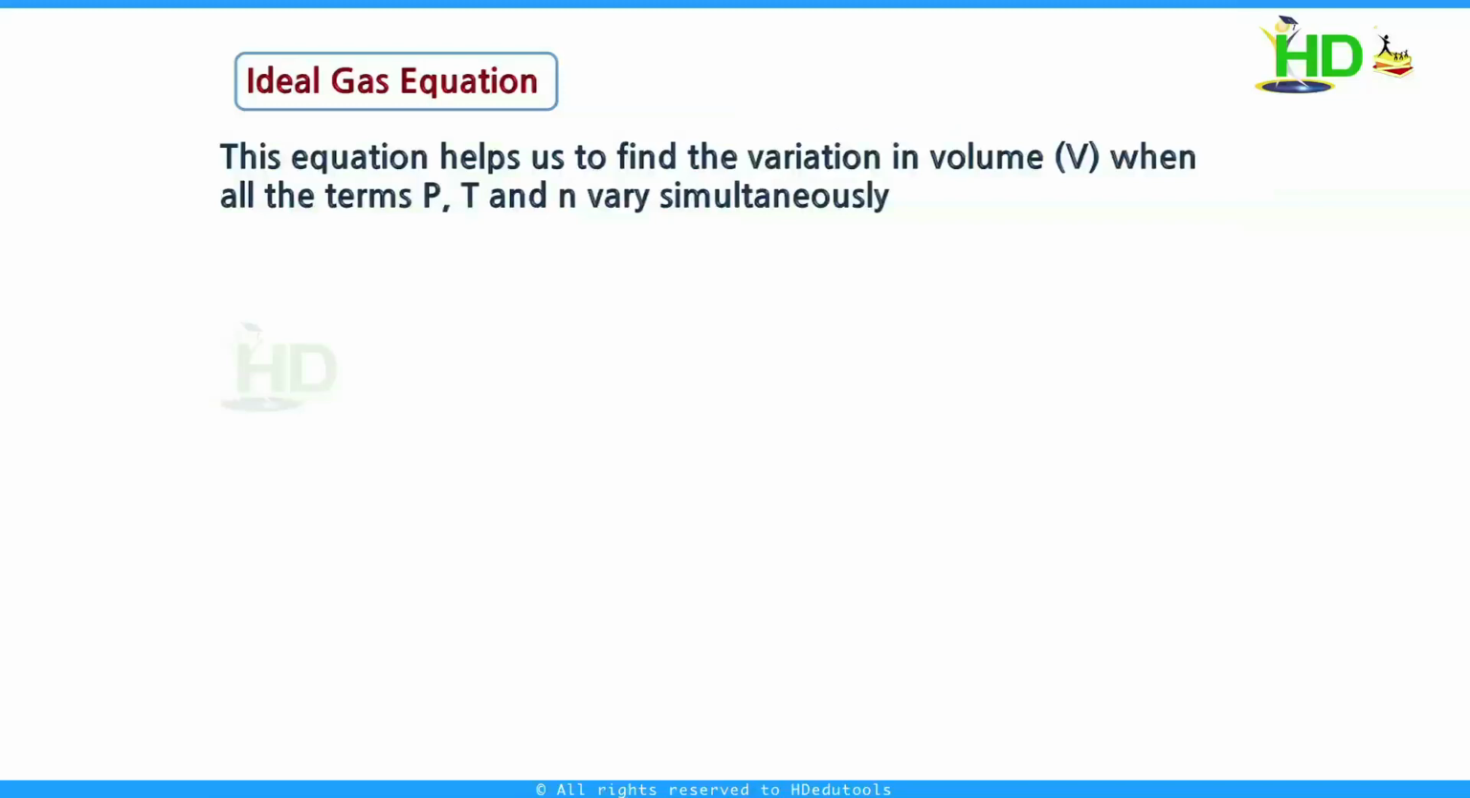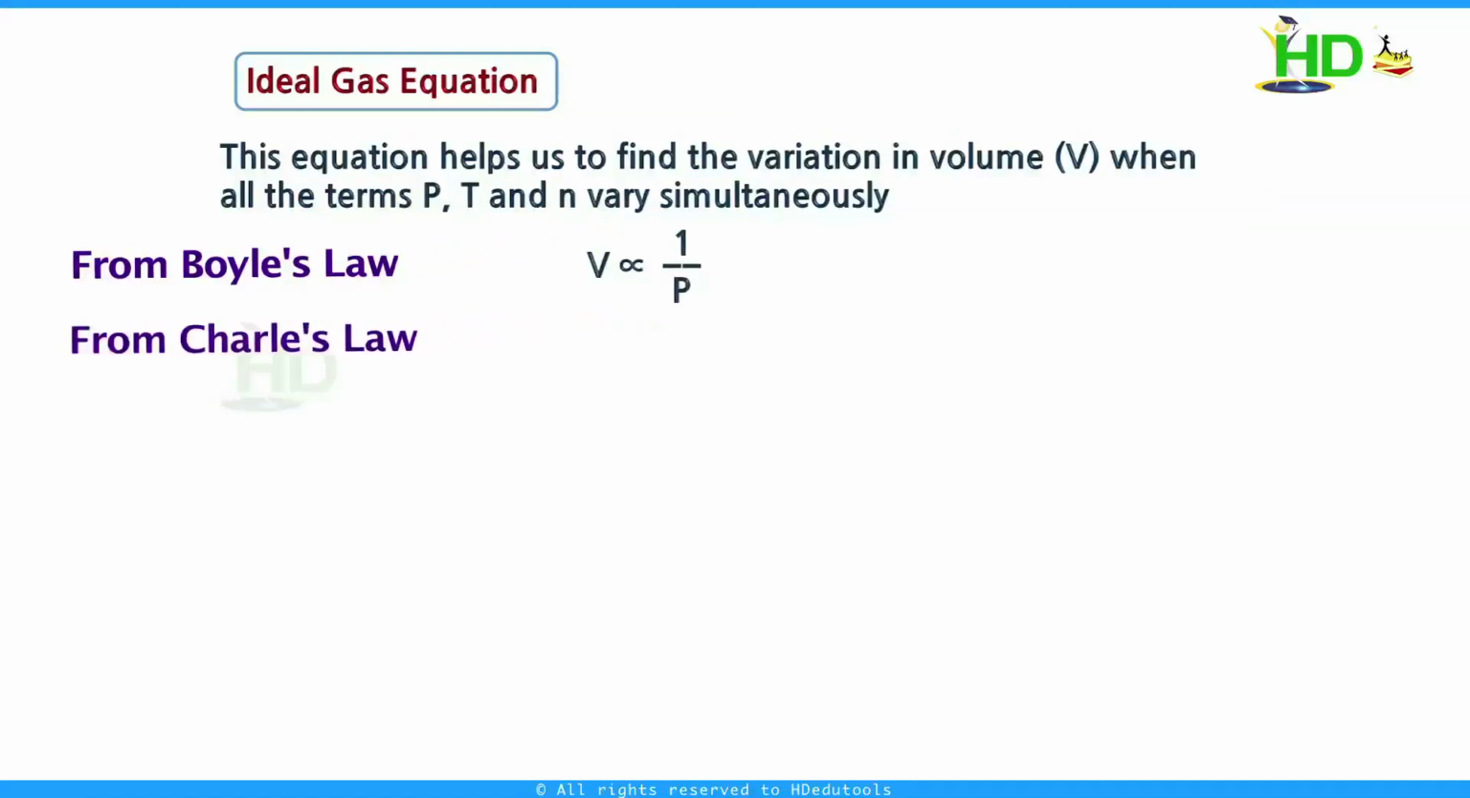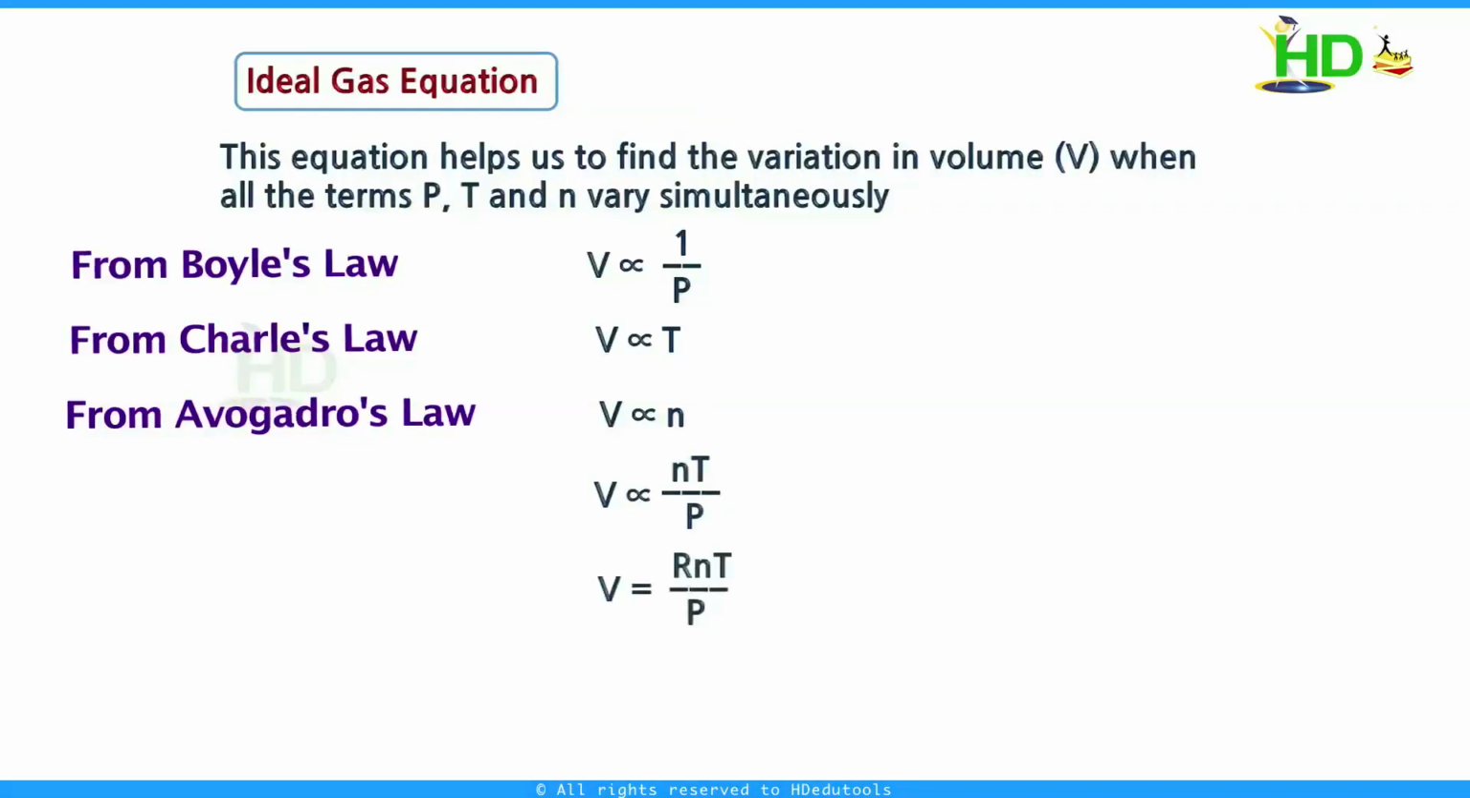We know that from Boyle's law, V is proportional to 1 by P, from Charles' law, V is proportional to T, and from Avogadro's law, V is proportional to small n. If you combine these three laws, we get the equation V proportional to nT by P, or V equals nRT by P, or PV equals nRT. This is the ideal gas equation.